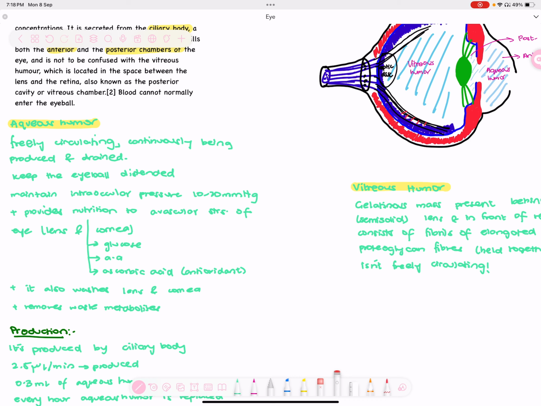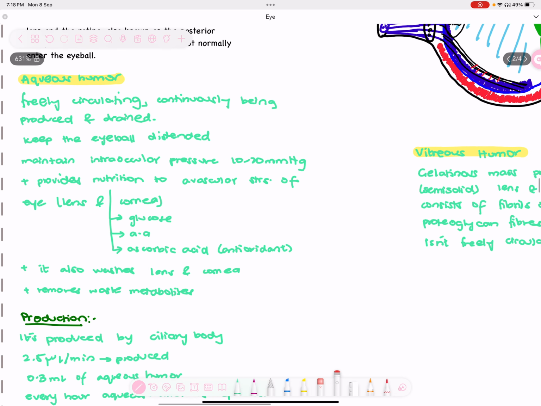Now what's the function of aqueous humor? Super important. First thing first, aqueous humor keeps your eyeball distended. It ensures that it's distended. So that's the first thing. Second thing is that it maintains the intraocular pressure. Your intraocular pressure needs to stay between 10 to 20 millimeters of mercury. 15 millimeters of mercury is the average. So this is the range because it can fluctuate. So it maintains the intraocular pressure.